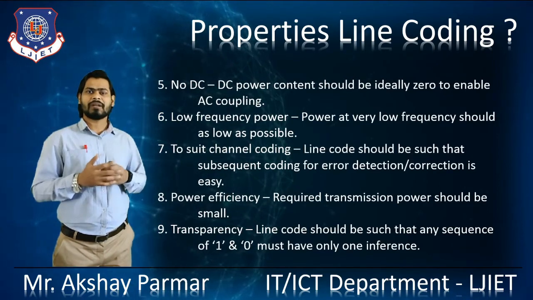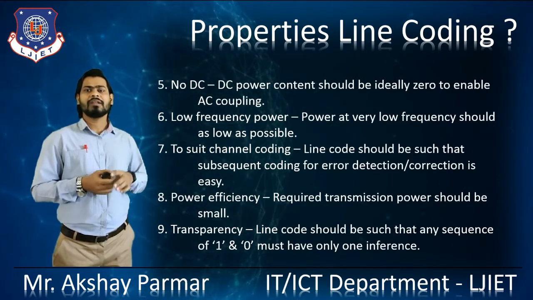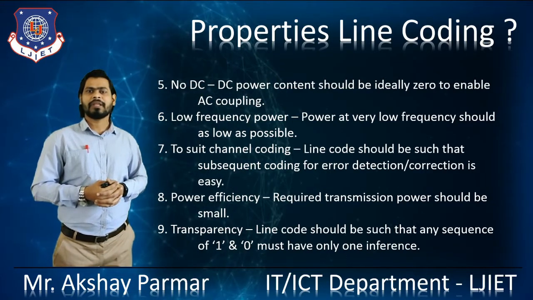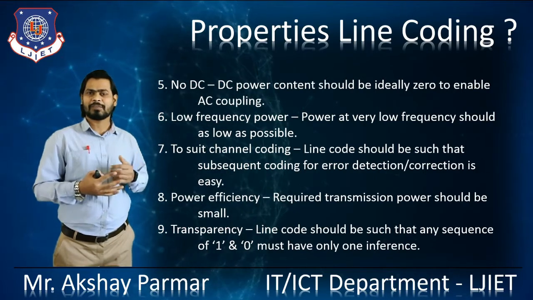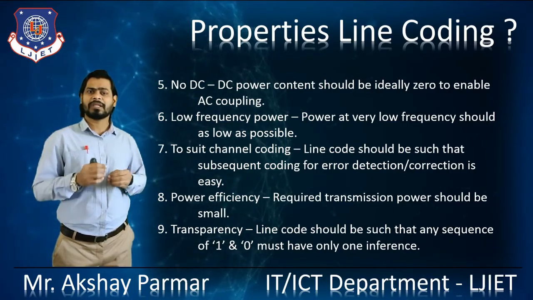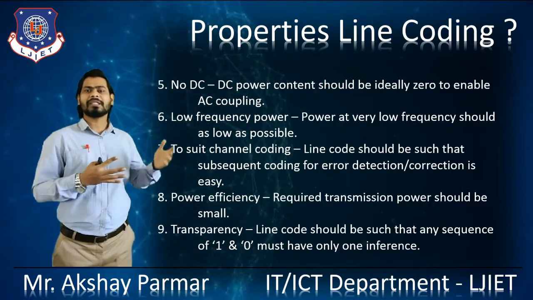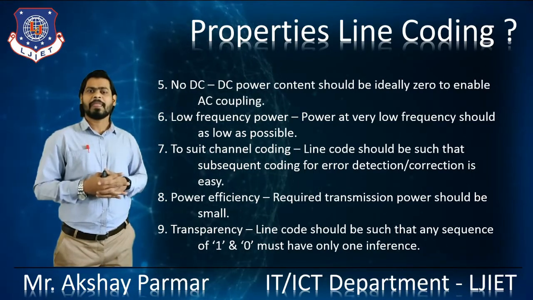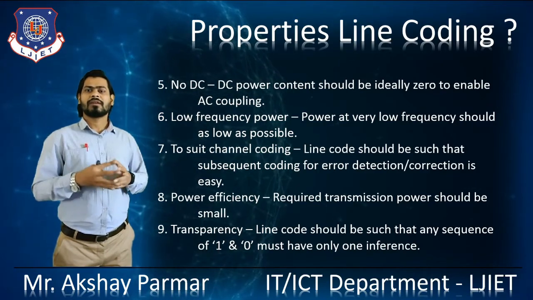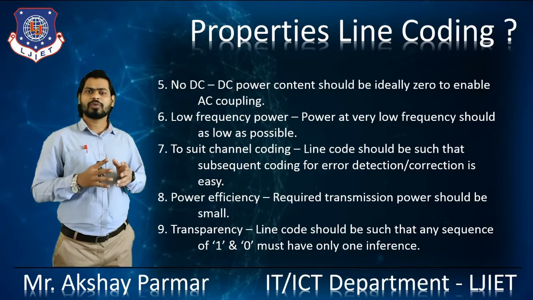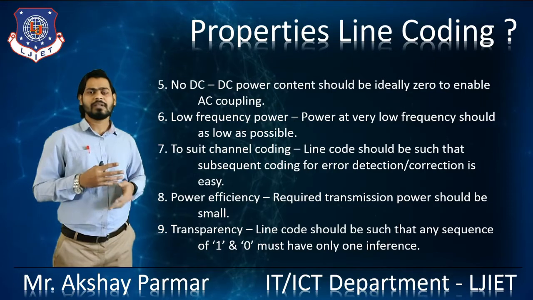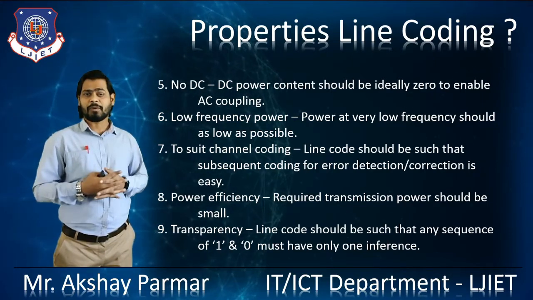No DC, right? DC power content should ideally be zero to enable AC coupling. As we are using AC coupling in line coding techniques, we require DC power to be as low as possible, so no DC power is required. Low frequency power: the power at low frequency should be as low as possible. To suit the channel coding, the line code should be such that the subsequent coding for error detection and correction may be easy, right? So this is the basic property of line coding techniques.